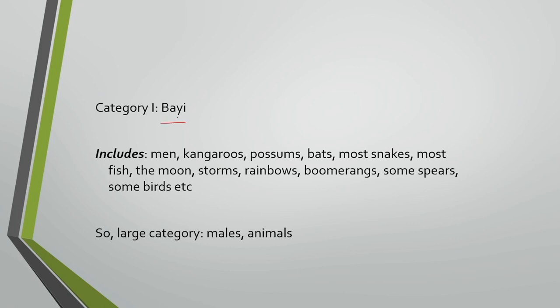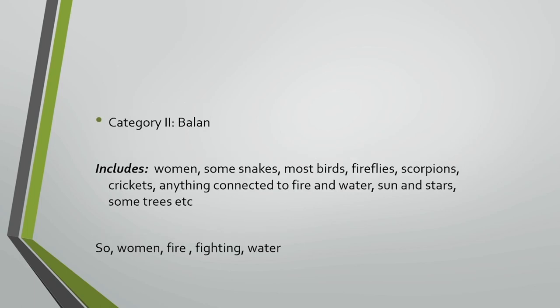The classifier bayi is associated with these words. These are English words, so we are not putting the Dyirbal words here. All these English words take this classifier. So, let's say this is a bayi, this is a Dyirbal word. It will be something like this, and then bayi kangaroos and bayi bats and so on and so forth. All these words and many more will always be preceded by the prefix bayi. Similarly, there is another classifier, that is balan.